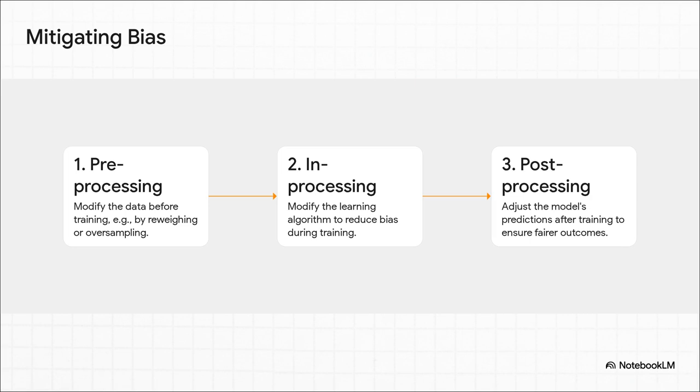So how do you fight this? Well, you can tackle bias at 3 different stages in the whole machine learning process. You can do it before training, during training, or even after. But one of the most effective ways is to get in there right at the start, before the model even starts learning. And that's where data augmentation comes back in. It's a key pre-processing technique for creating a more balanced and fair data set from the get-go.